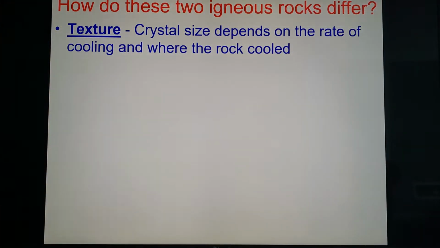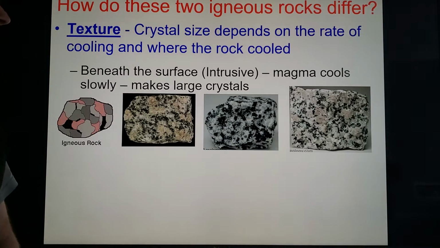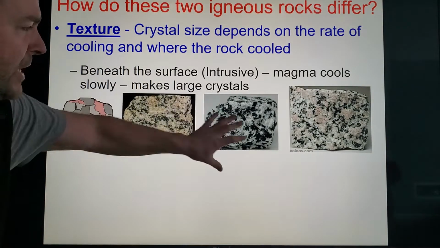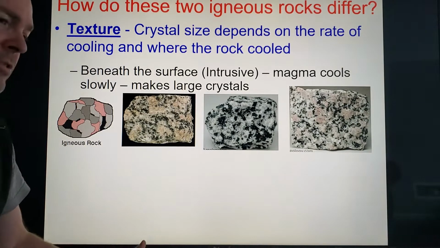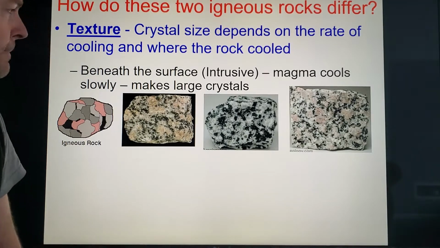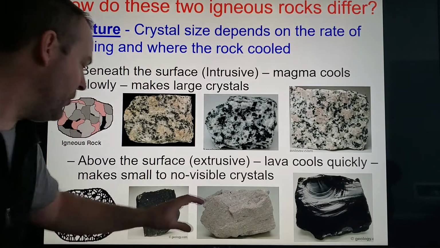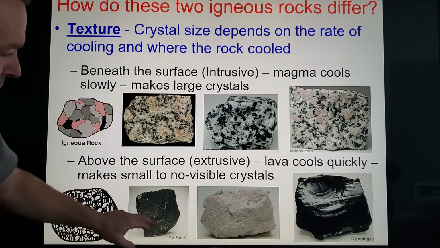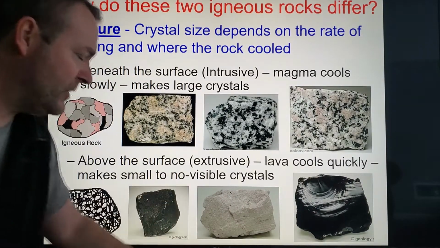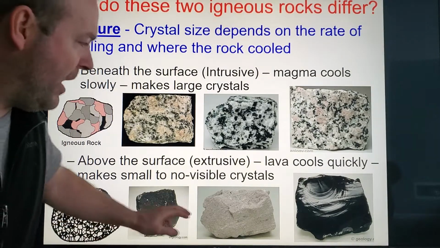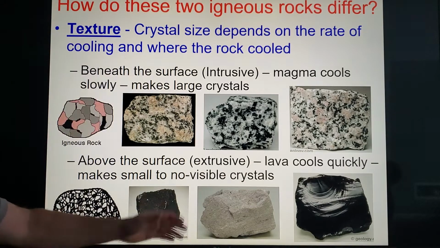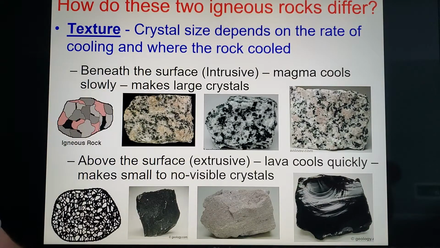All right? So texture is all about the size of the crystal, and the bigger the crystals, the coarser it is, right? These are all coarse samples, because they have big crystals, because they cooled slowly beneath the surface, intrusively. Okay? Over here, these are small crystals and then no crystals. Well, these all cooled at the surface, and as you go to the right here, it cooled even faster and faster. Okay? Those are all the extrusive examples there.